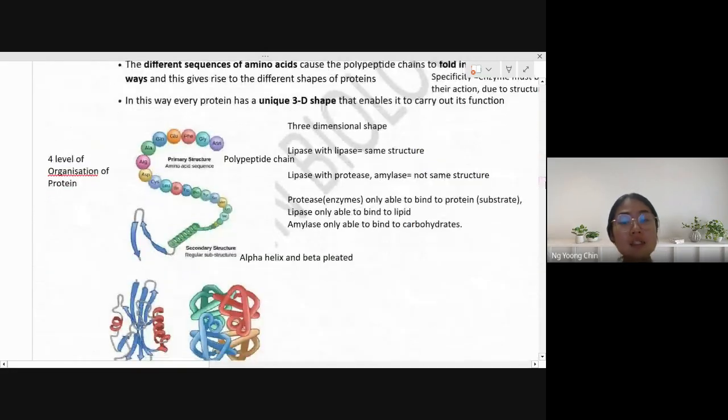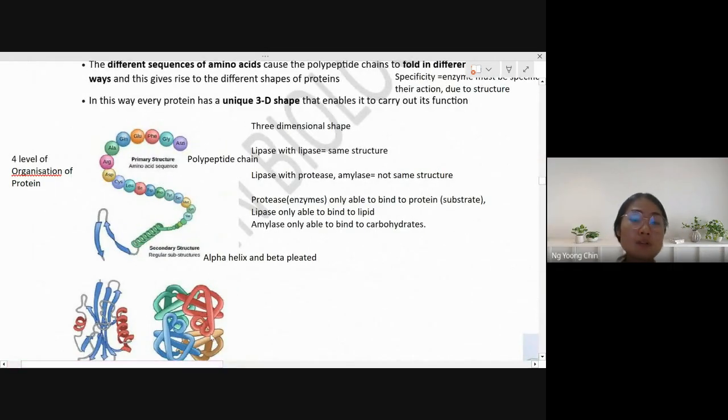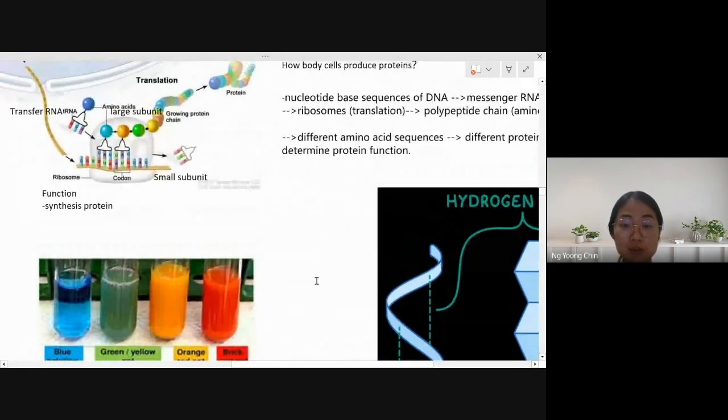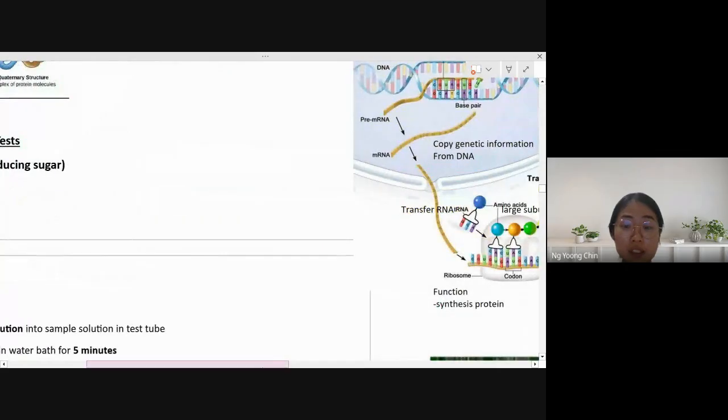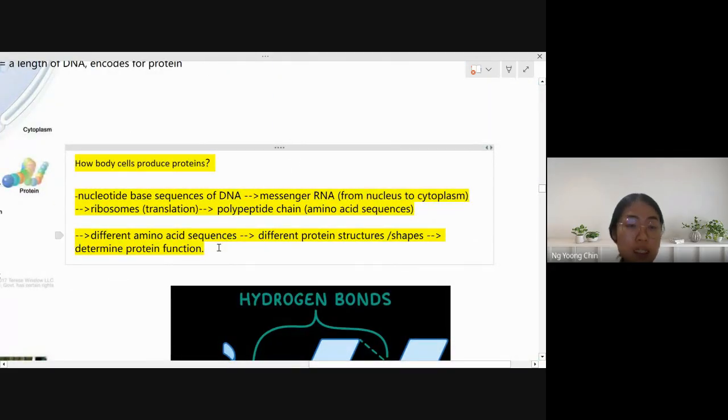So I hope you understand. Remember, protein is all about their structure, their shape. Very important, this one. I highlight in yellow, which means very important. Because in the IGCSE exam, they will ask you what determines the polypeptide chain. You can say that the amino acid sequence is determined by the nucleotide base sequence. You should understand the relationship between DNA and protein.